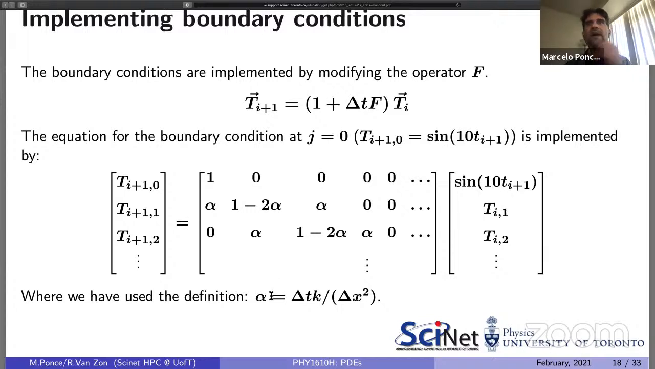Now, the other thing I have done as well is to simplify a little bit the expression of the matrix by defining this alpha parameter. And this is nothing else than delta t times the conductivity constant divided by delta x squared. Okay, so you can again convince yourself that that will reproduce the expression we had for the matrix before.